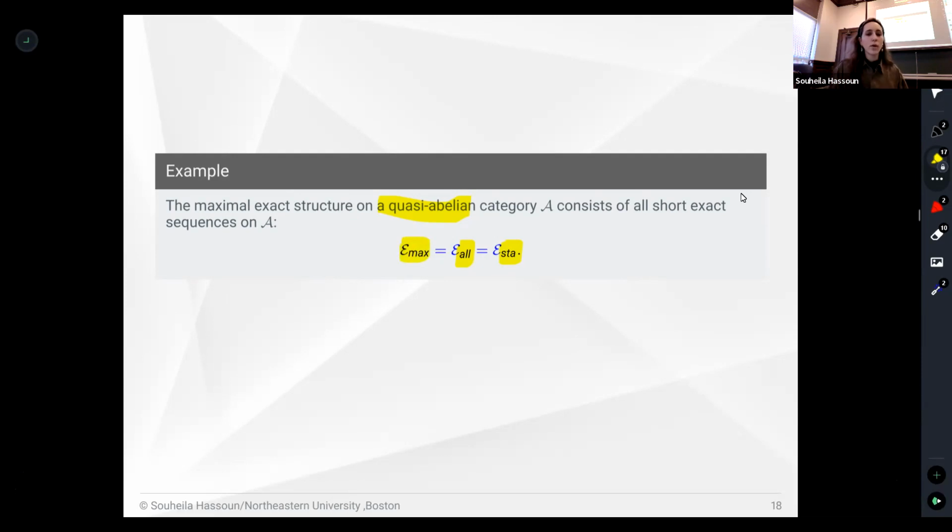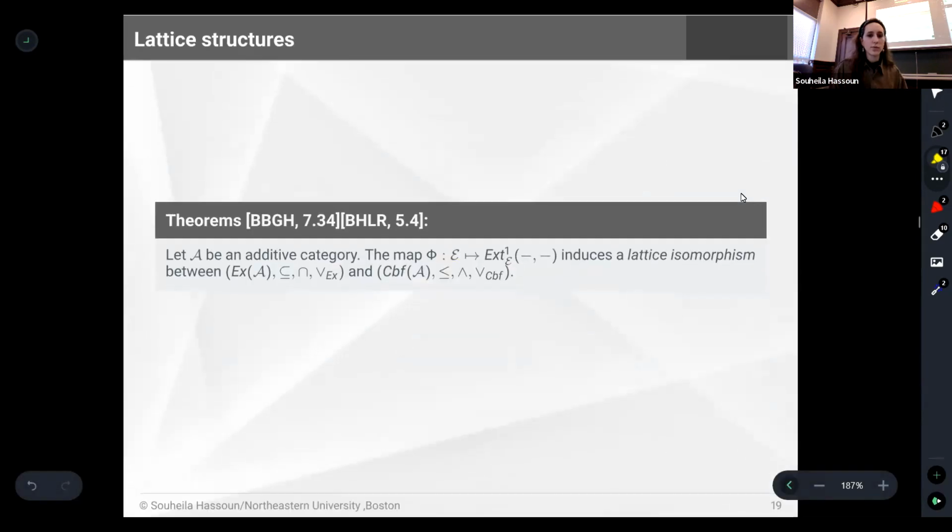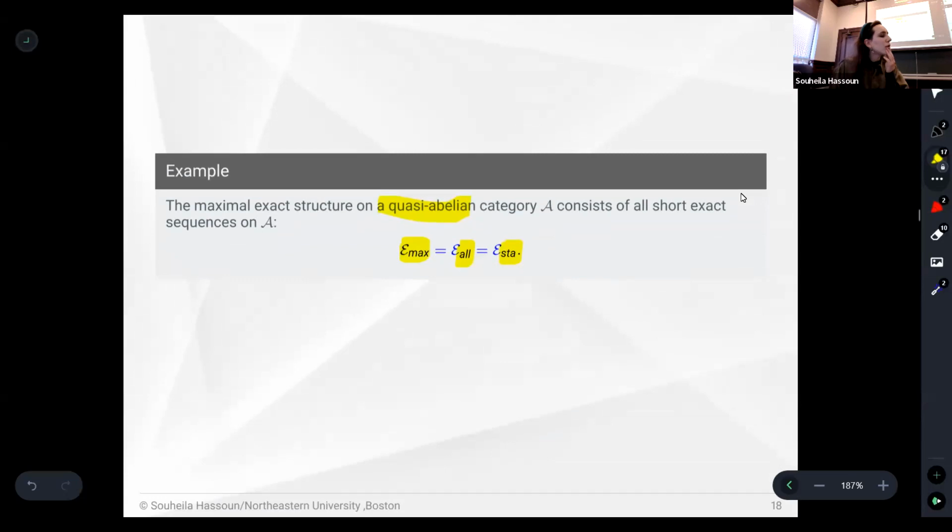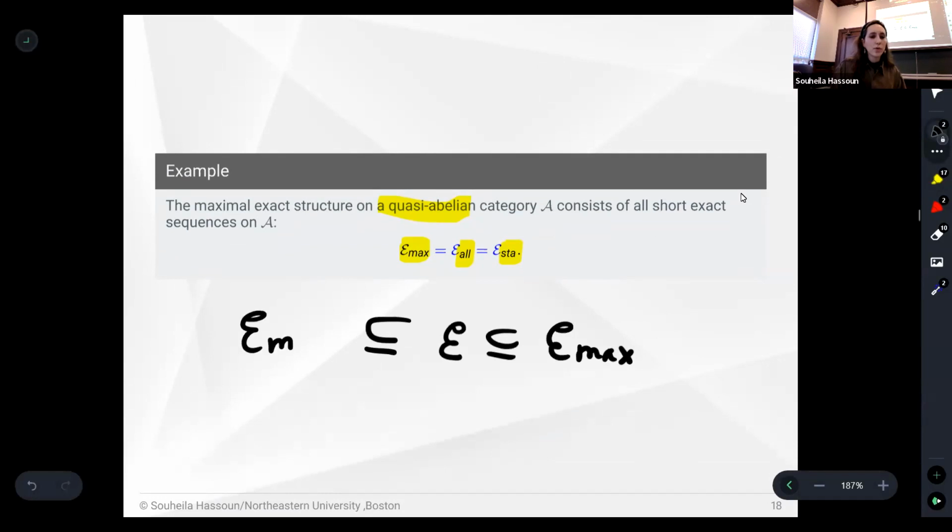So it's just, in the quasi-abelian case, all of the short exact sequences. So that's one example. Another example I can mention: as I said, they're ordered. So any structure will be in the maximal one, which is all of them in the quasi-abelian case. But we also have a minimal one, which is formed by all the split short exact sequences, like the retractions and sections.